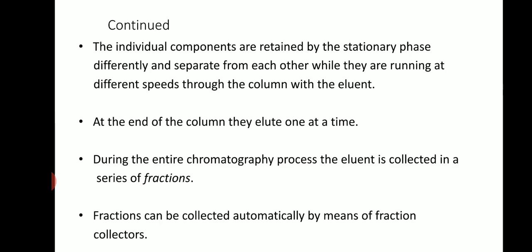The individual components are retained by the stationary phase differently and separate from each other while they are running at different speeds through the column with the eluent. At the end of the column, they elute one at a time. During the entire chromatography process, the eluent is collected in a series of fractions. Fractions can be collected automatically by means of fraction collectors.